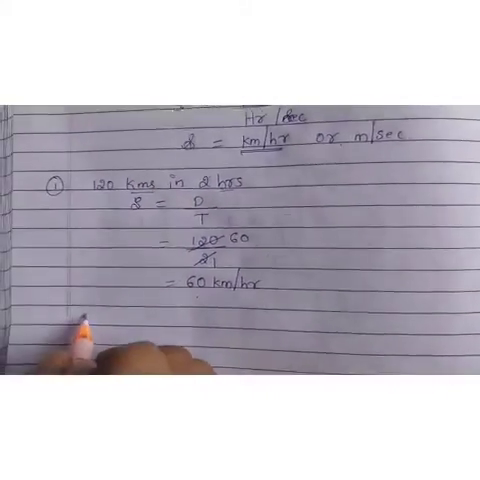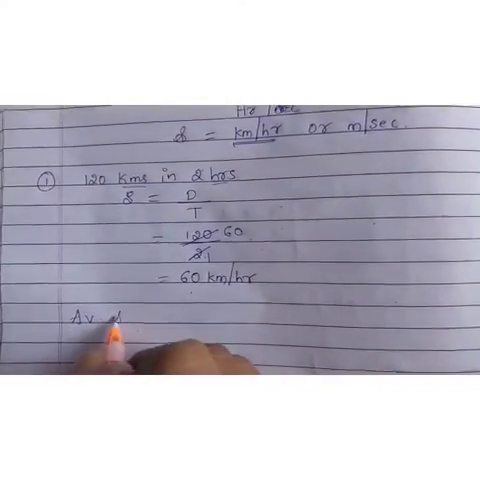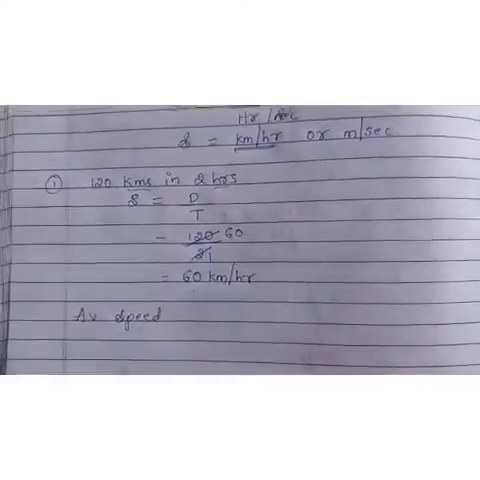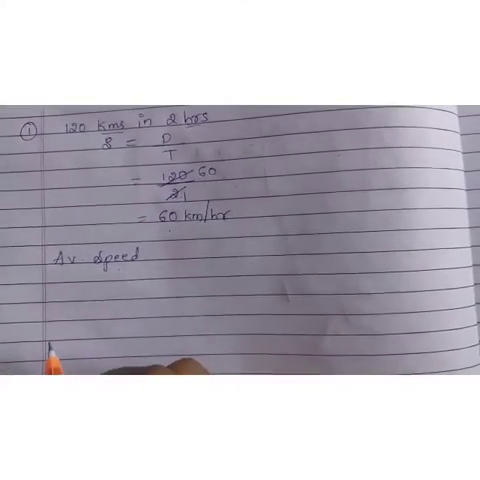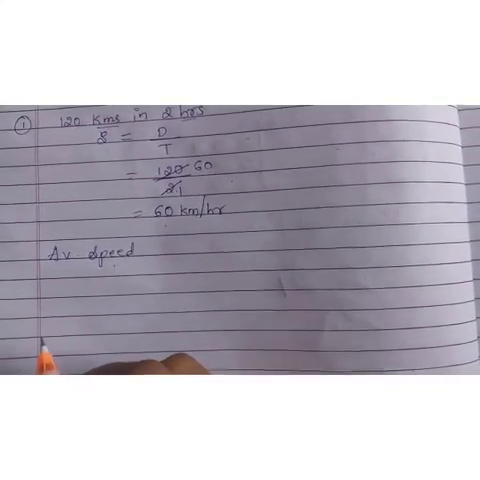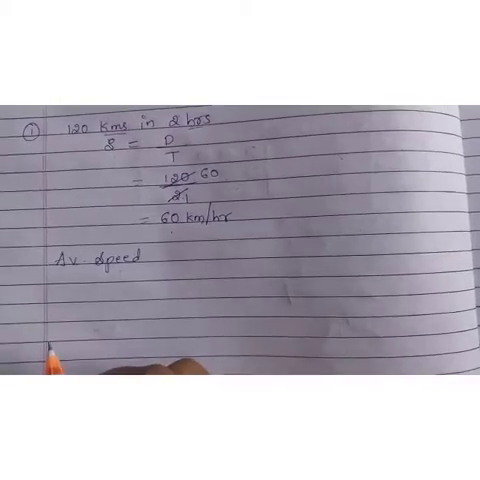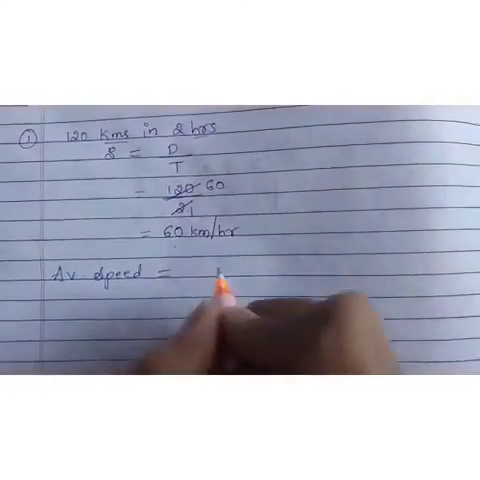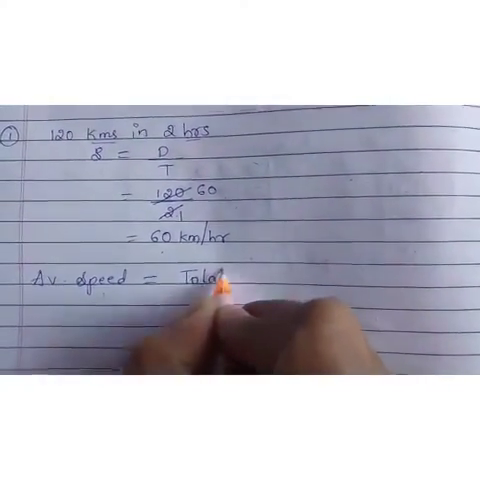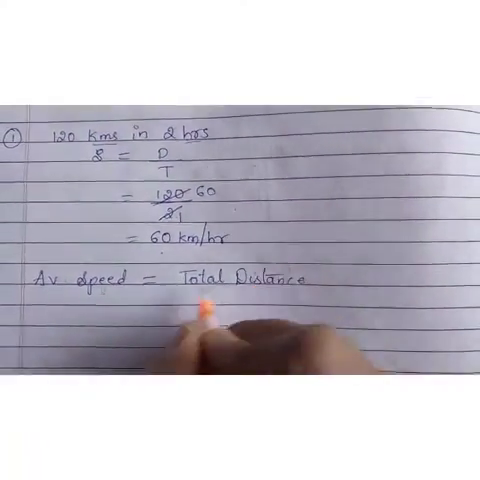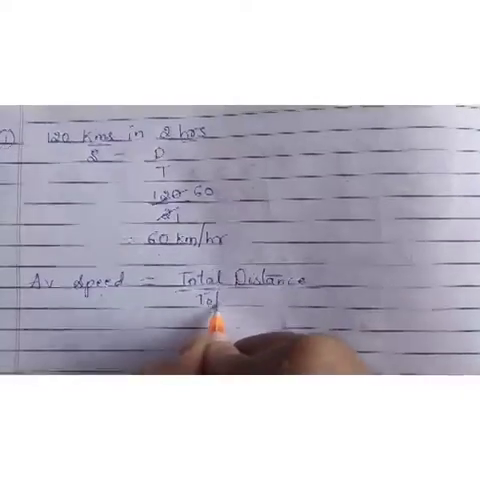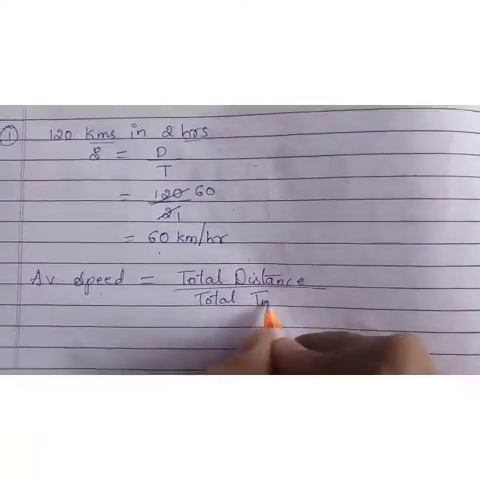Now next, after speed we are going to find average speed. So what is average speed? It is the distance traveled upon the total time. So average speed is equal to total distance, how much you are covering in unit time, that is total time. So this is the formula to find the average speed.